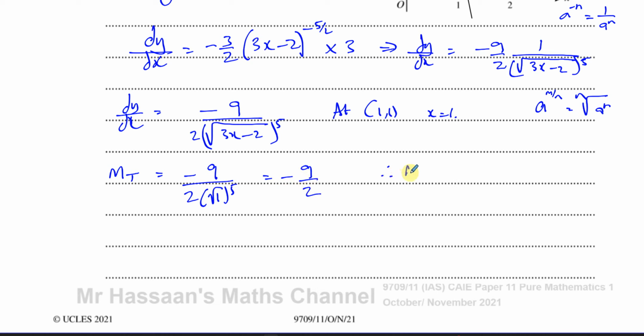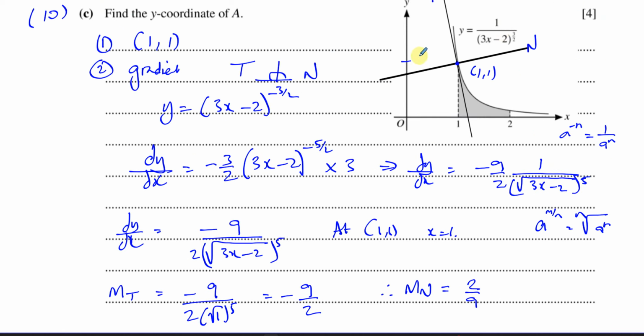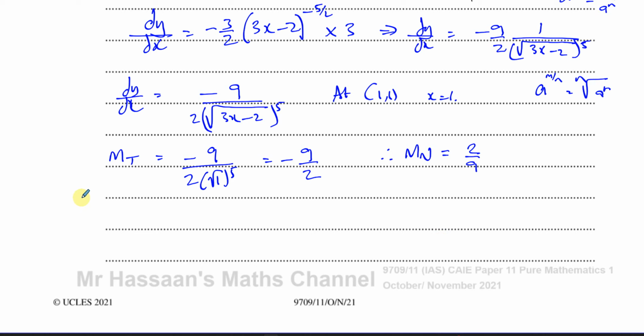Therefore the gradient of the normal is the negative reciprocal, which is going to be positive 2/9. That's the gradient of the normal. It's the negative reciprocal of the gradient of the tangent because these are perpendicular to each other. So now we have the point (1, 1) and the gradient of the normal, 2/9.